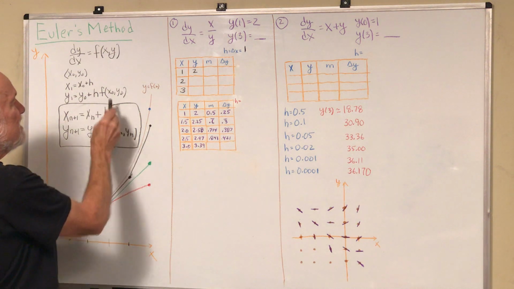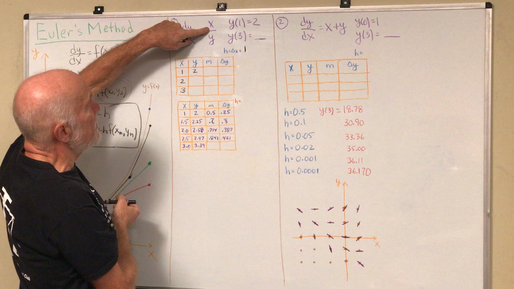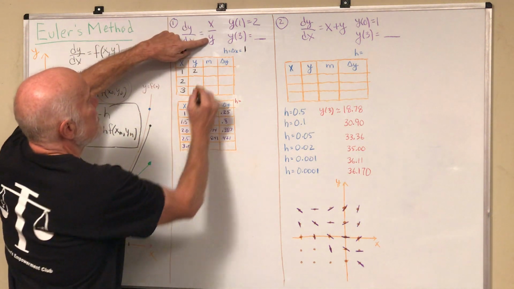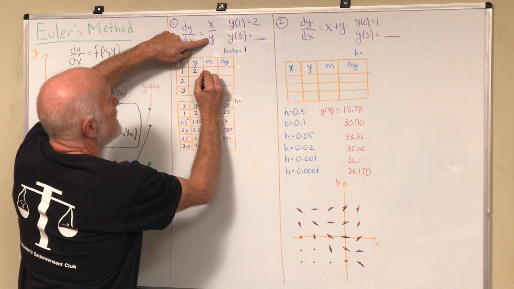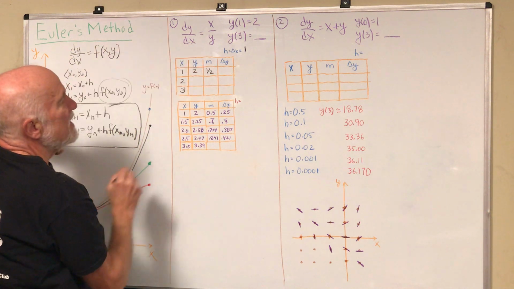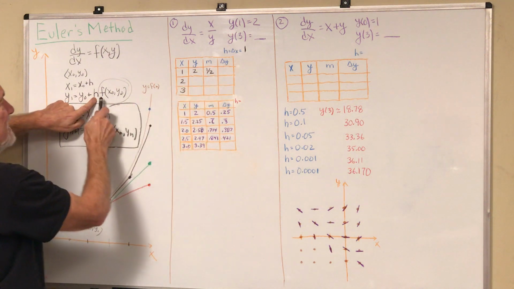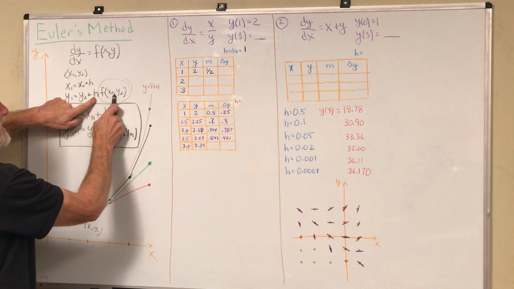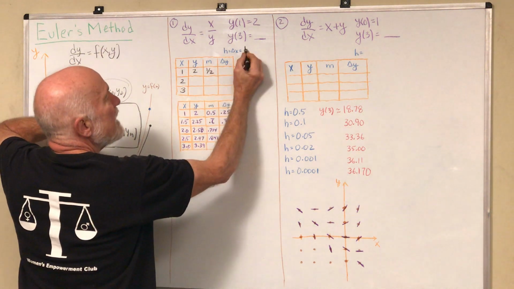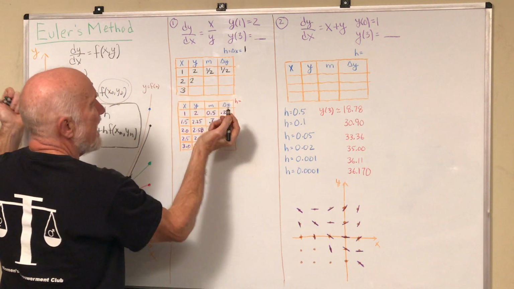Now, we always need the slope. Where do we get the slope from? The differential equation. So in this case, x over y is 1/2. You can either do it in fractions or decimals. And then, this is the key. How do you get the change in y? It's the slope times the change in x. So 1/2 times 1 is 1/2, so this becomes 2.5.